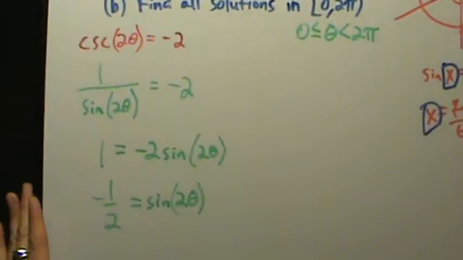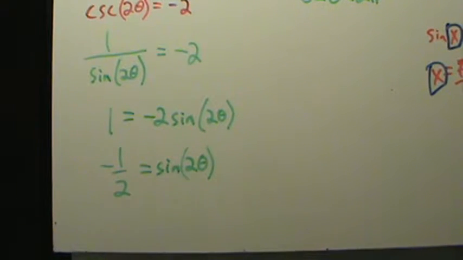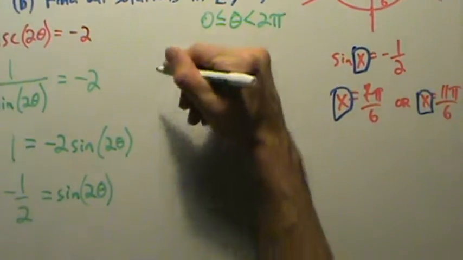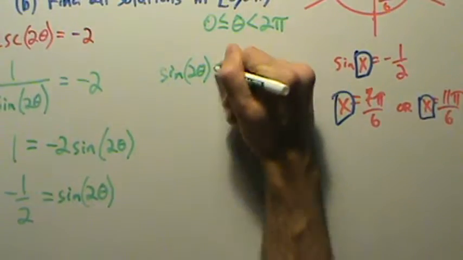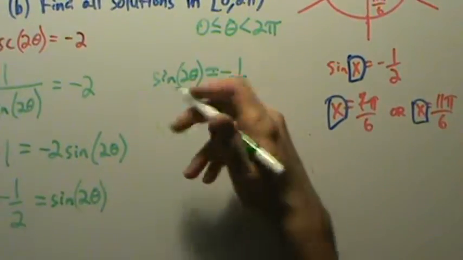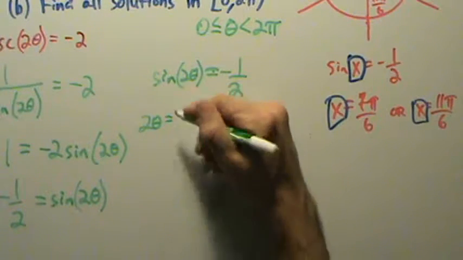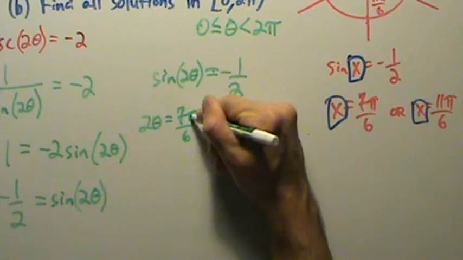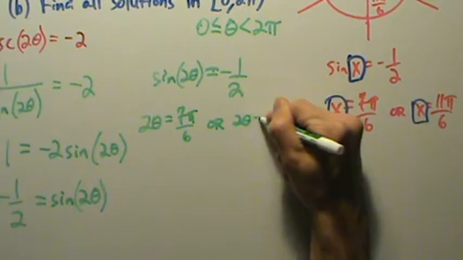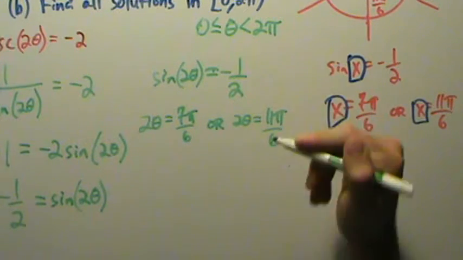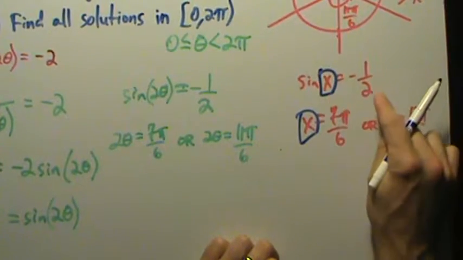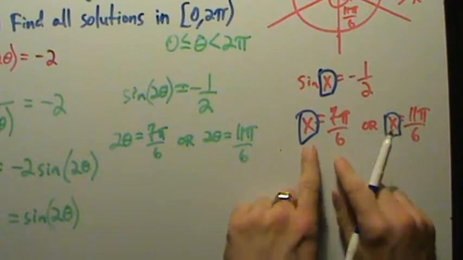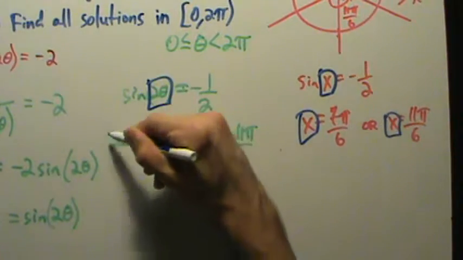If we come back over here, we don't have x, we have 2 theta, but the same exact principle applies. Sine of 2 theta equals -1/2. Keeping the same principle in mind, what that tells us is that 2 theta equals 7 pi over 6, or 2 theta equals 11 pi over 6. Whatever's inside of the sine equals 7 pi over 6 or 11 pi over 6. So here we have 2 theta.